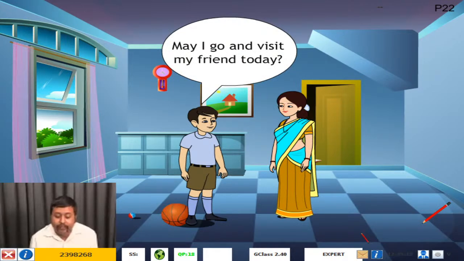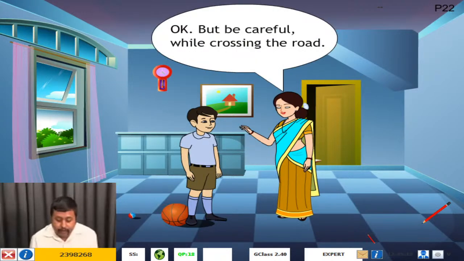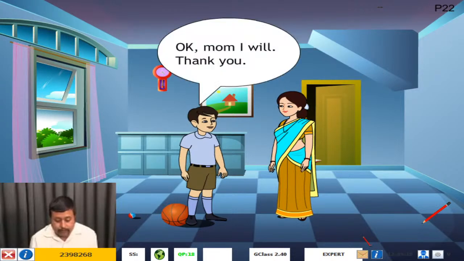May I go and visit my friend today? So the boy is asking a question. May I go and visit my friend today? Okay, but be careful while crossing the road. So this is probably his mother. His mother advised him, okay, but be careful while crossing the road. She gave him a warning. Be careful while crossing the road.